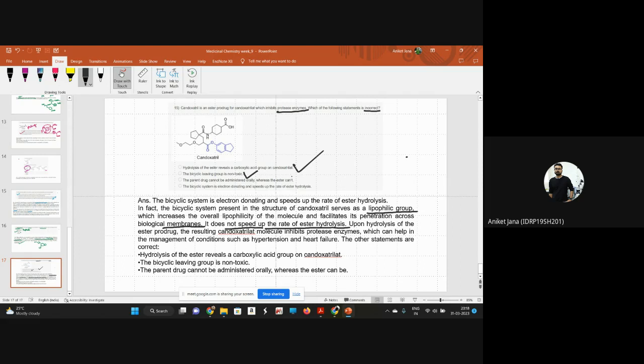So the other statements given here are correct, but the last one, that it speeds up the rate of ester hydrolysis, is not true, because this part is responsible for the lipophilicity and helps to enter the lipid membrane. So this is our incorrect statement. The last one.